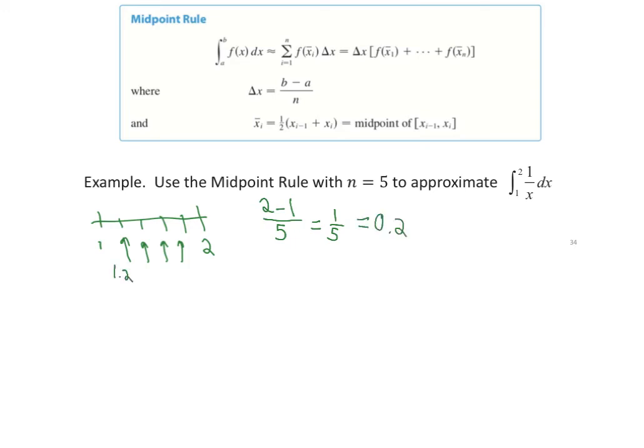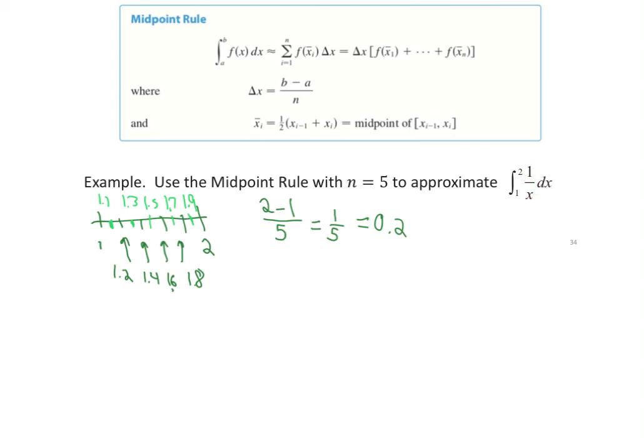So this is going to be 1.2, 1.4, 1.6, and 1.8. Now what are the midpoints going to be? The midpoints of each interval, the midpoint between 1 and 1.2 is 1.1. Midpoint between 1.2 and 1.4 is 1.3, and so on. So those light green numbers are the midpoints that we're going to plug into the function. And what's our function? It's 1 over x.